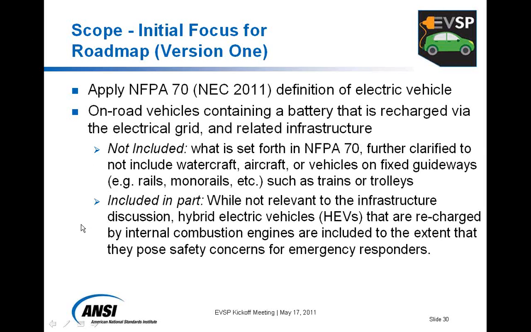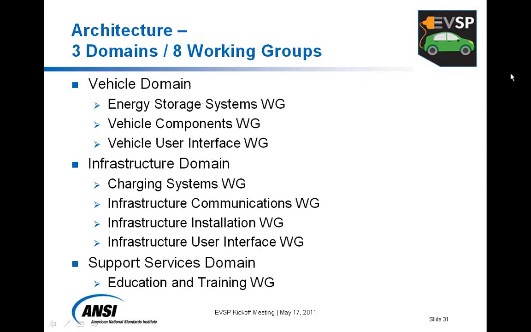So let me go through the architecture, if you'll continue. Basically what we have come up with is 3 high-level domains: vehicle, infrastructure, and what we call support services. And underneath those, we've established 8 working groups. I'm going to go through each of these and the various elements, and certainly we're not going to necessarily capture every single issue area for each of these working groups, but just to give you a sense so that you'll better understand where you might want to participate.